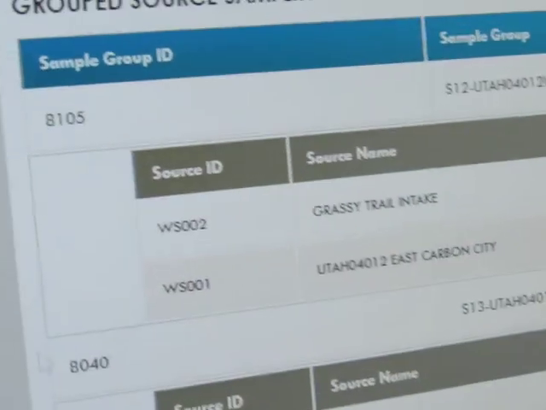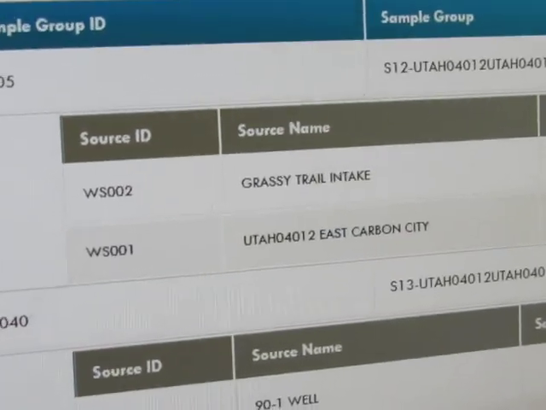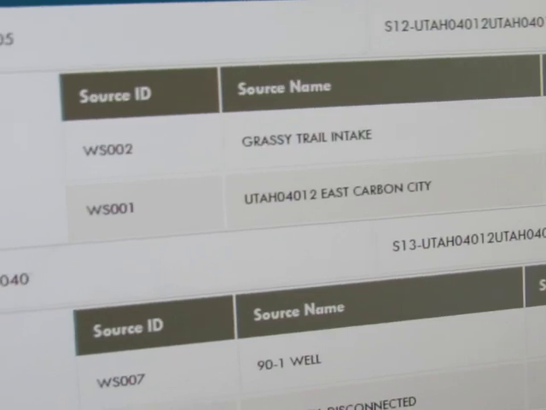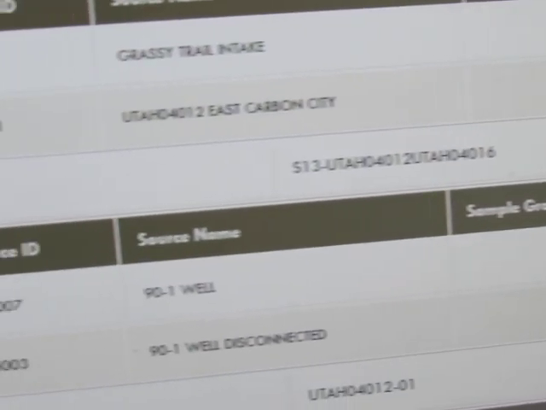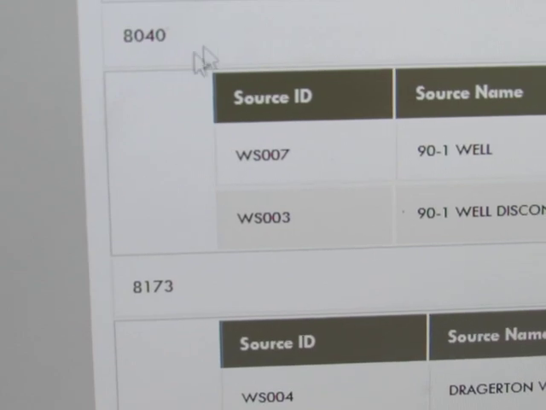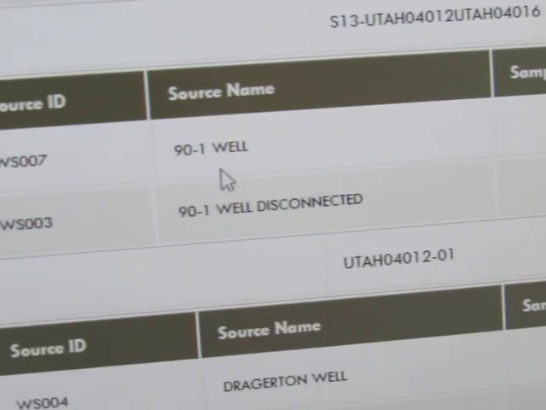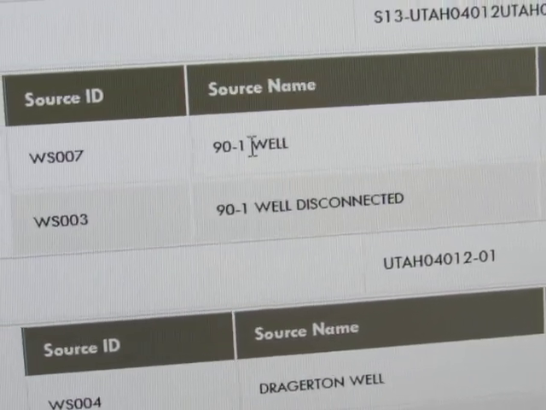And then we've got total organic carbon and alkalinity. I mean, the list goes on and on. This is all from East Carbon. Grassy Trail Intake, East Carbon City, Sunnyside City Water System. Grassy Trail intake, the source? Yes. Now, this number 91 well. So I think they've got some wells that are old that they don't use anymore.